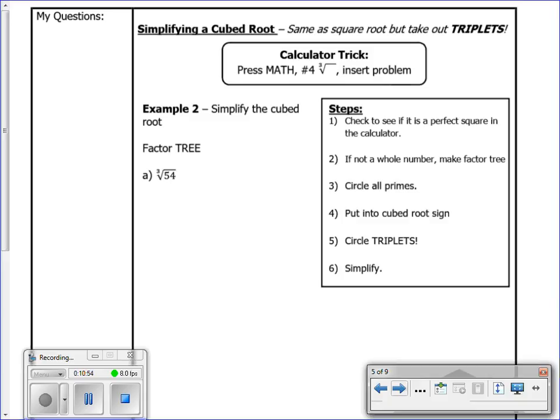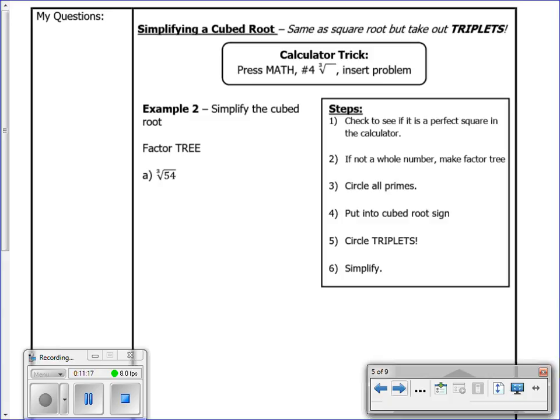Now, that's square roots. That's when the index is 2. Now, we're going to do the same thing, but now we're going to look at cubed roots. So it's the same as a square root, but instead of taking out twins, you take out triplets. And this little 3 tells you to take out triplets in the index.